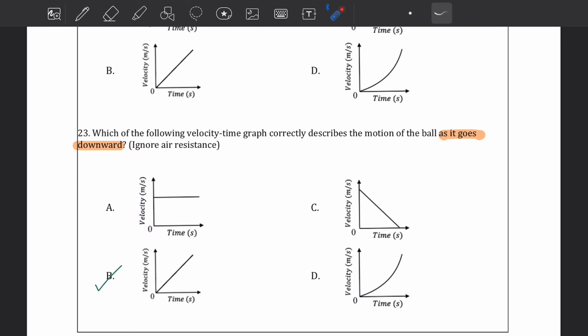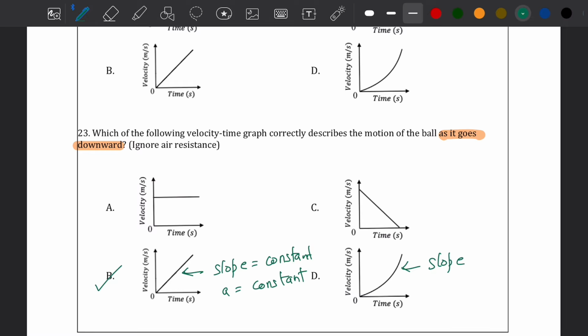You can see actually the graph, the velocity is increasing here as well as the velocity is increasing here. But this is a straight line which shows us the slope is constant, which means the acceleration is constant, which matches with free fall, because acceleration of free fall is a constant value. Here the slope is increasing, which means that the acceleration is increasing, and that's why it is wrong, because in free fall acceleration remains constant.